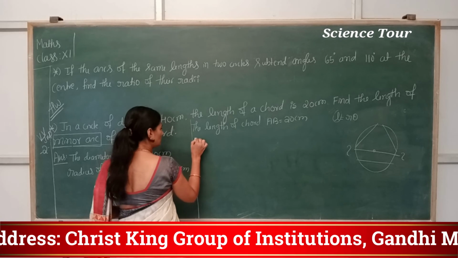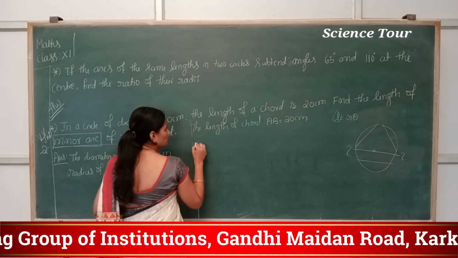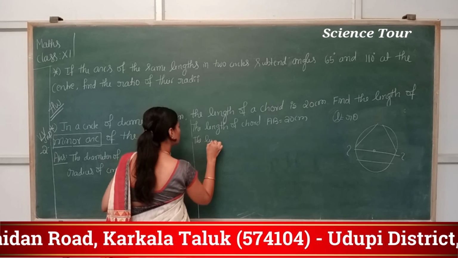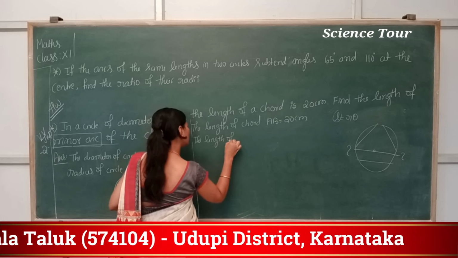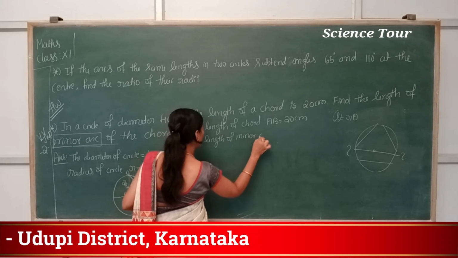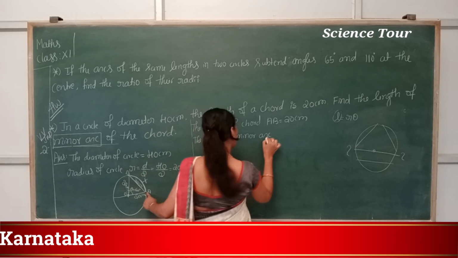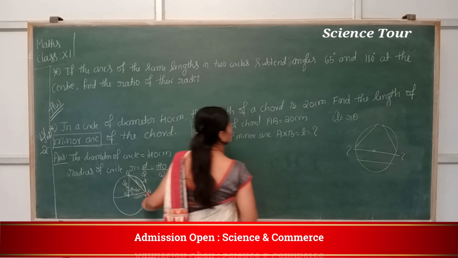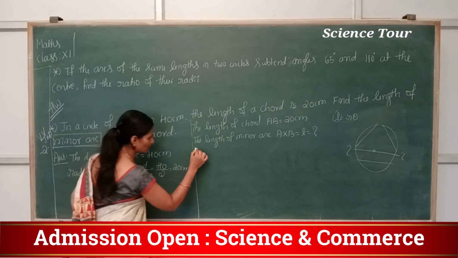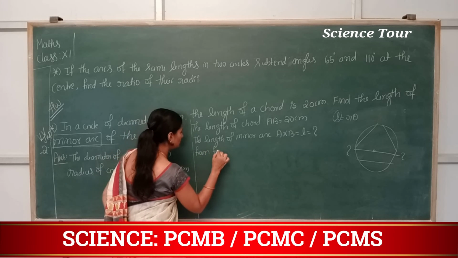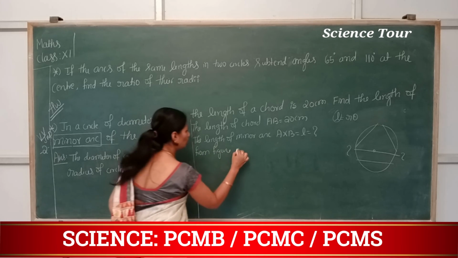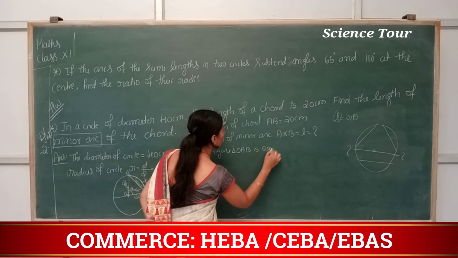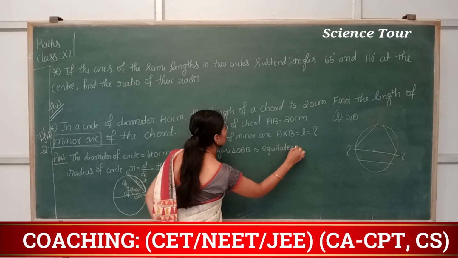Length of chord is 20 centimeter. Now next, the length of the minor arc. Which is your length of minor arc? It is AXB, equal to L, question mark. Now from the figure, triangle OAB is an equilateral triangle.